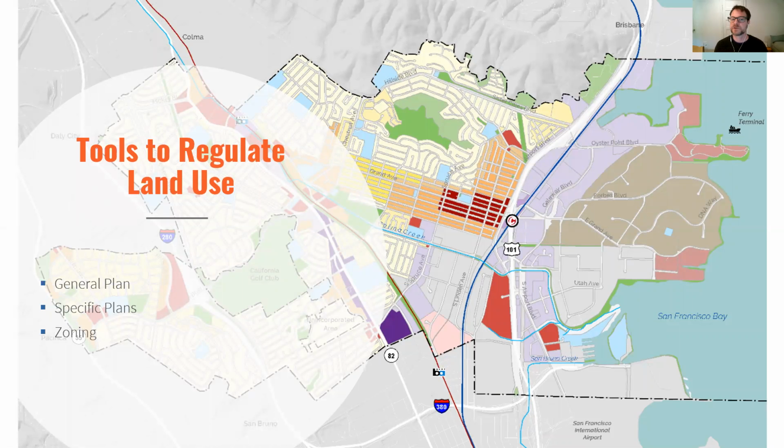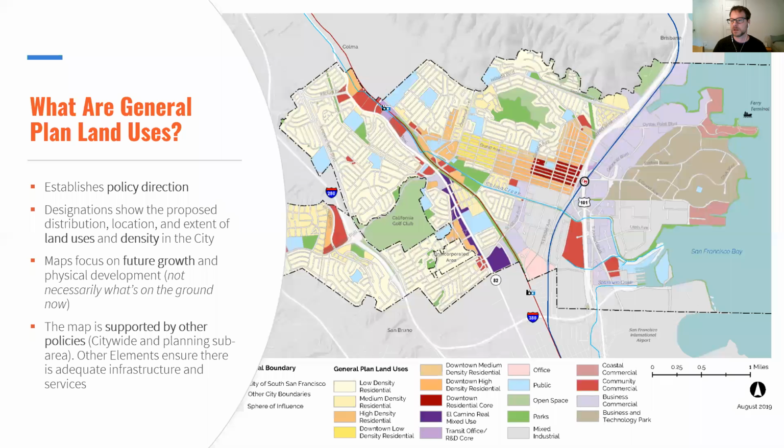The city has a series of tools to help regulate different land uses within the city. These tools include the general plan, specific plans, and the zoning code. Today I'm going to talk specifically about the general plan and the zoning code. Each city in California is required to have a general plan. The general plan includes what we call the general plan land use map.